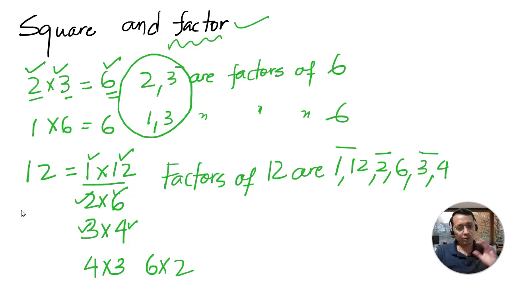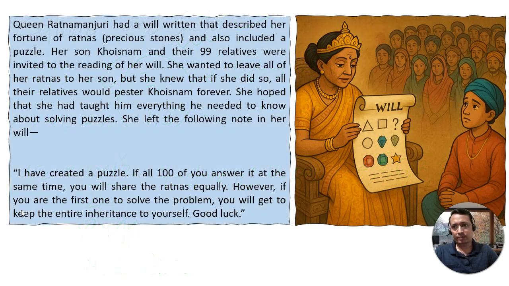So with this, let's go into the puzzle. What is our puzzle? Our puzzle says that Queen Ratna Manjuri had a will written that described her fortune of Ratnas.